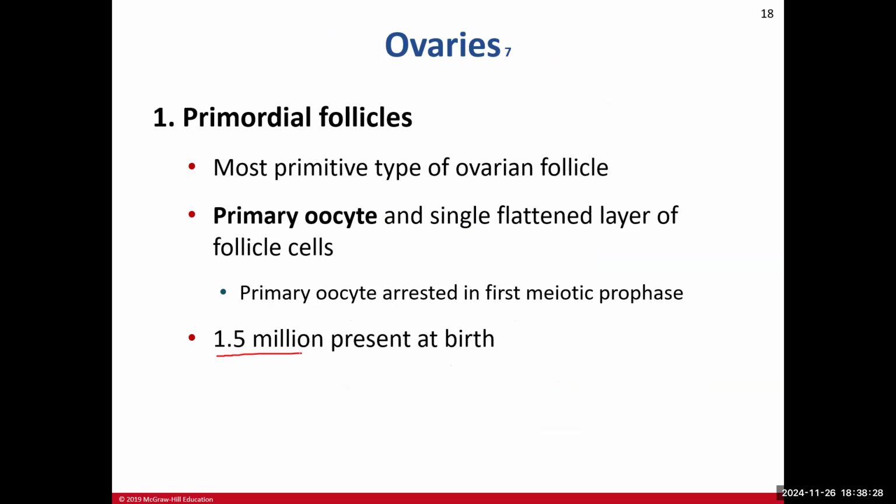But once you get your primordial follicles, we're going to stop meiosis right away. It's like you get into meiosis and then you stop right before you're born. So as soon as these cells are formed, they jump into meiosis and get to prophase and they stop right away. They replicate the DNA and they stay there for quite some time. So keep that in mind. 1.5 million are present at birth.